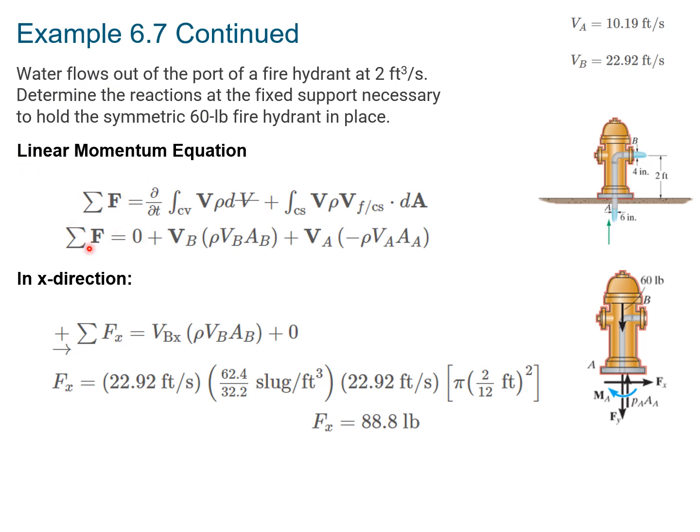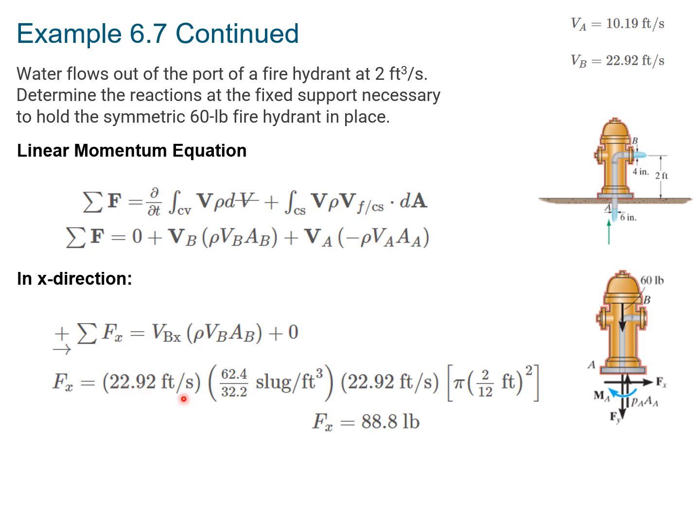So this equation is inherently a three-dimensional equation. This is a two-dimensional problem in the x and y direction. So let's look at this equation in the x direction. What forces are in the x direction? That's just our F_x. Looking at this equation, all of this is in the x direction at B, and none of this has a component in the x direction. So here we repeat this term, and this one is 0 because that's all in the y direction.